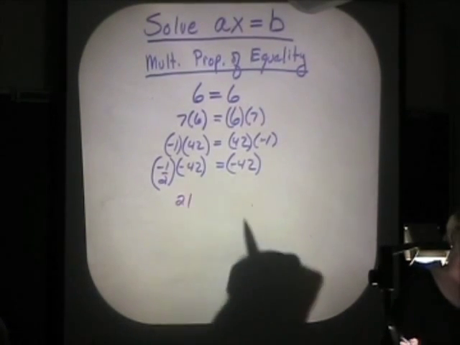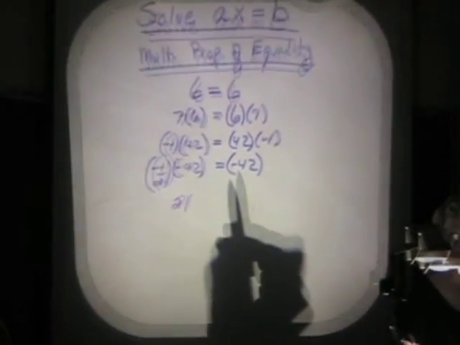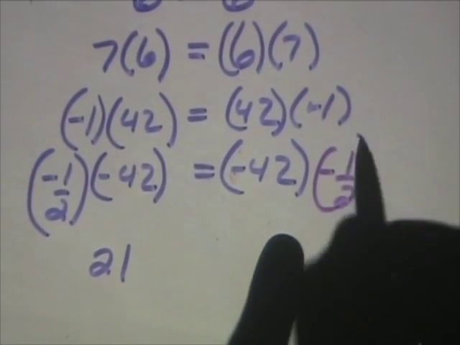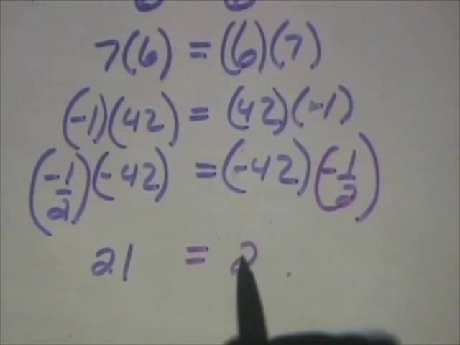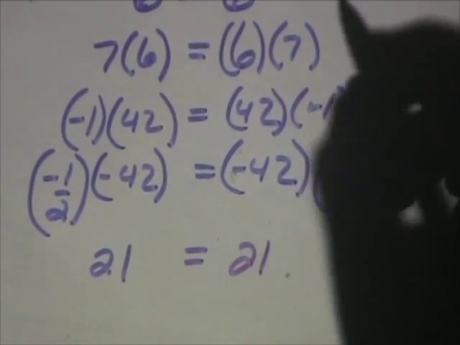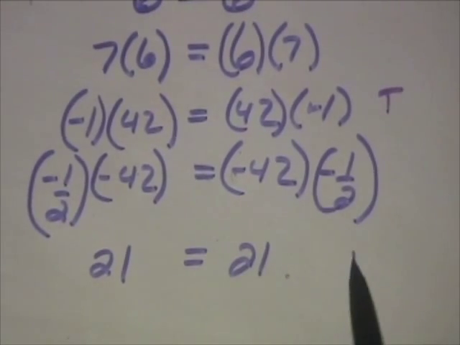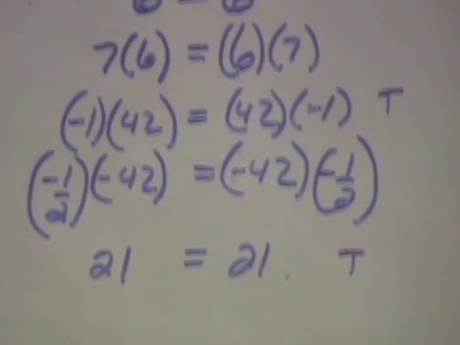Positive 21. Well, positive 21 is not equal, so by George, by Jingo, I have to come over here and do the exact same thing. All right. So you're going to get true statements. This guy was true. This guy was true. This is true. You're going to get true statements.